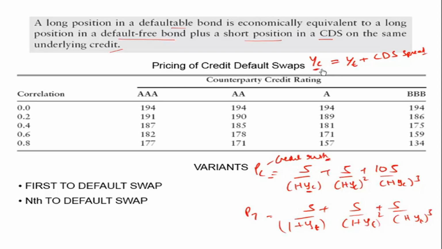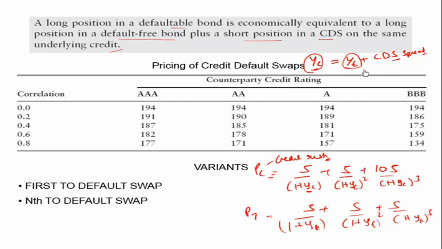Because even if the corporate bond defaults, this CDS spread that I'm paying ensures that I'll be made good whatever is the loss. So the yield on the corporate bond should be equal to the annualized yield on the treasury bond plus the premium on a credit default swap, or the credit default swap annual spread, that makes sure that the default on the corporate bond is taken care of.